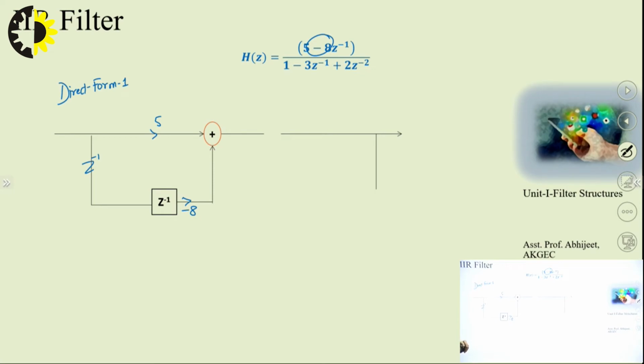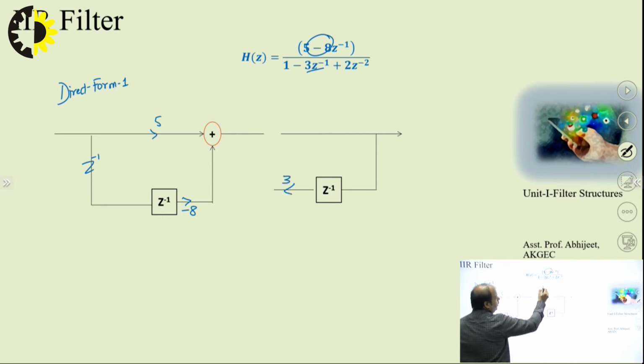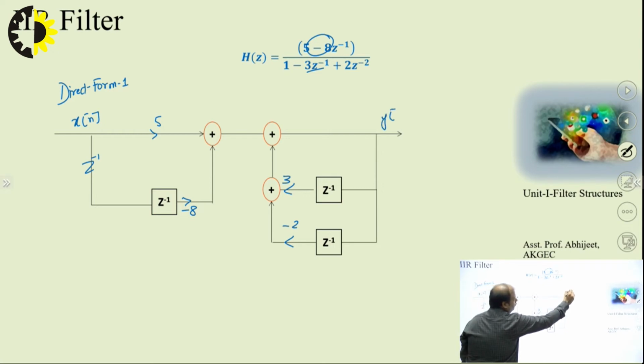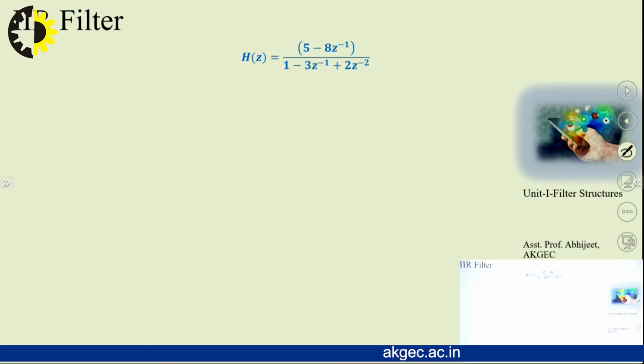So the feedback required in this case will be 2. Firstly the Z inverse component will be multiplied by 3 because opposite sign will come, and the Z minus 2 component will also be required, and that will be multiplied by minus 2 because it is 2, so opposite sign. So if at the input I have X of n, then at the output I have Y of n.